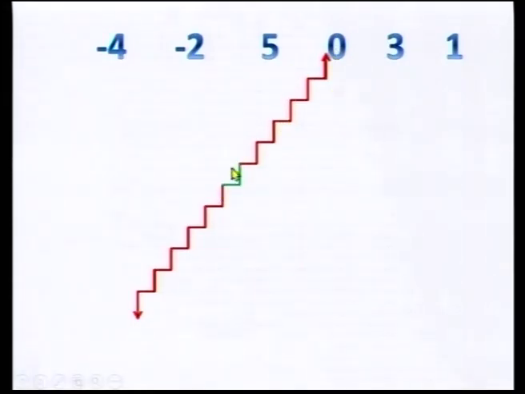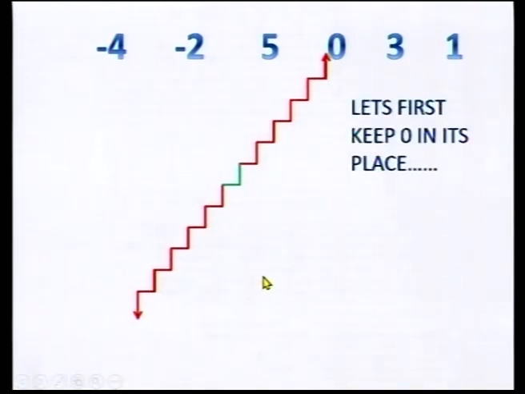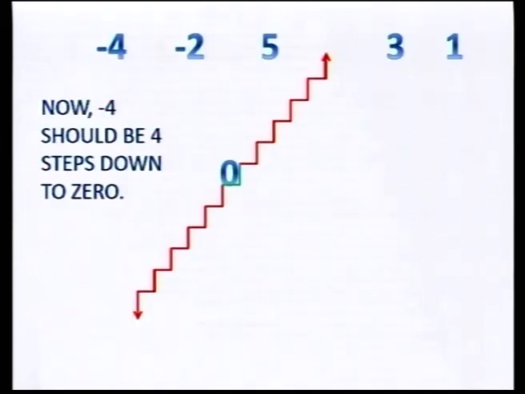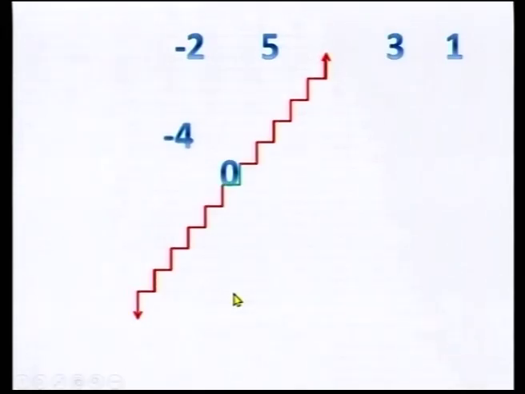Here we have to place 0 first. So first we have to keep 0 in its place. Now I am placing 0 in its position. Now I am selecting minus 4. Minus 4 should come down or should go up? Yes, it should come down. How many steps? 4 steps downwards. So I am keeping minus 4 four steps downwards.